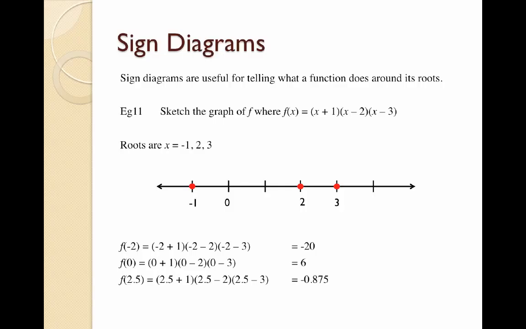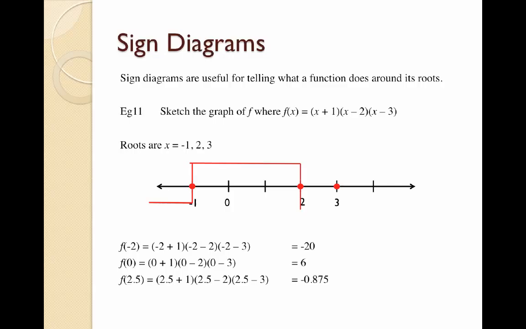The number itself isn't extremely important. It is going to be a number on our number plane, on our graph. But the fact that it's negative is important. So we start negative. That's because we got negative 20 when we subbed in x is minus 2. We cut through the x-axis at minus 1. We stay positive until we get to 2.